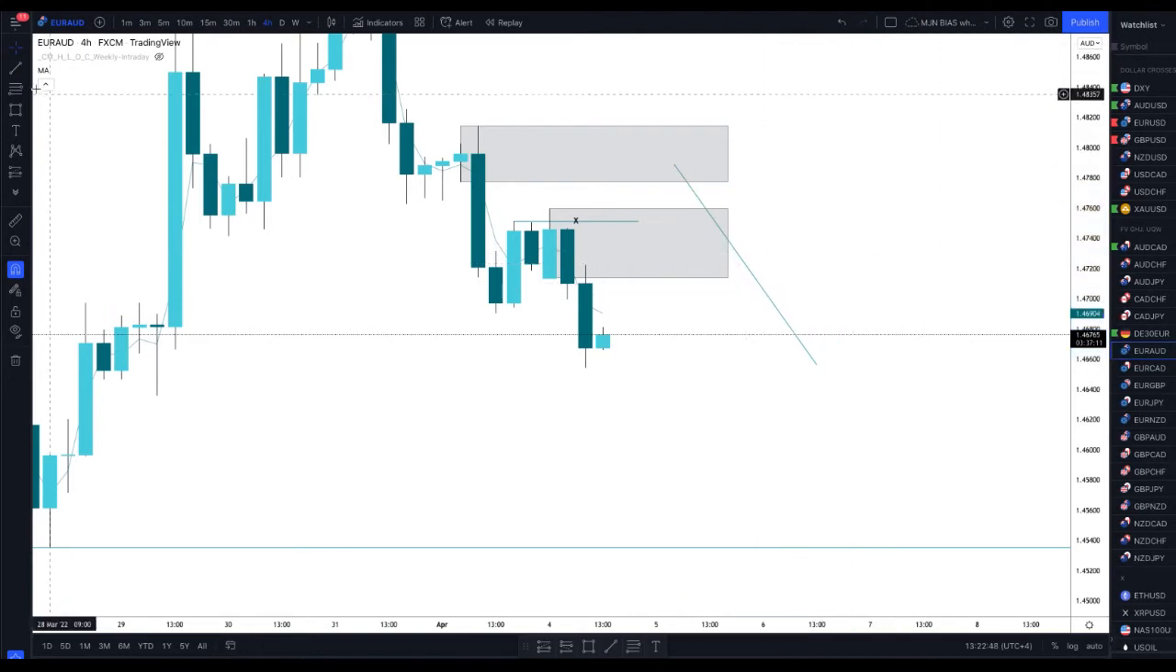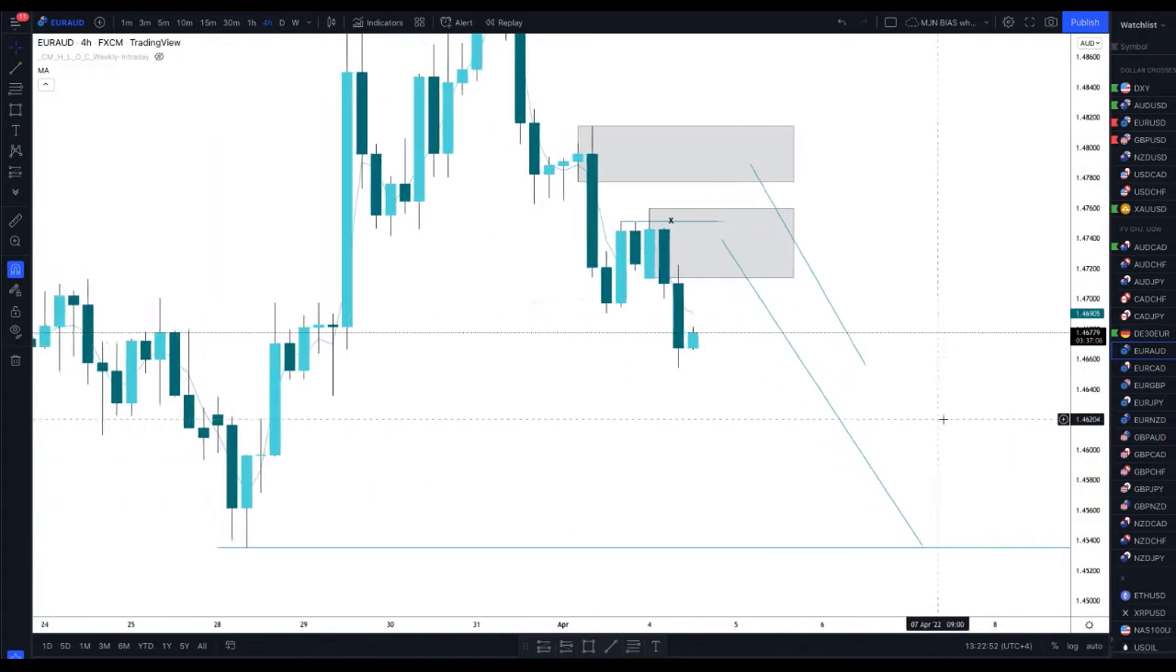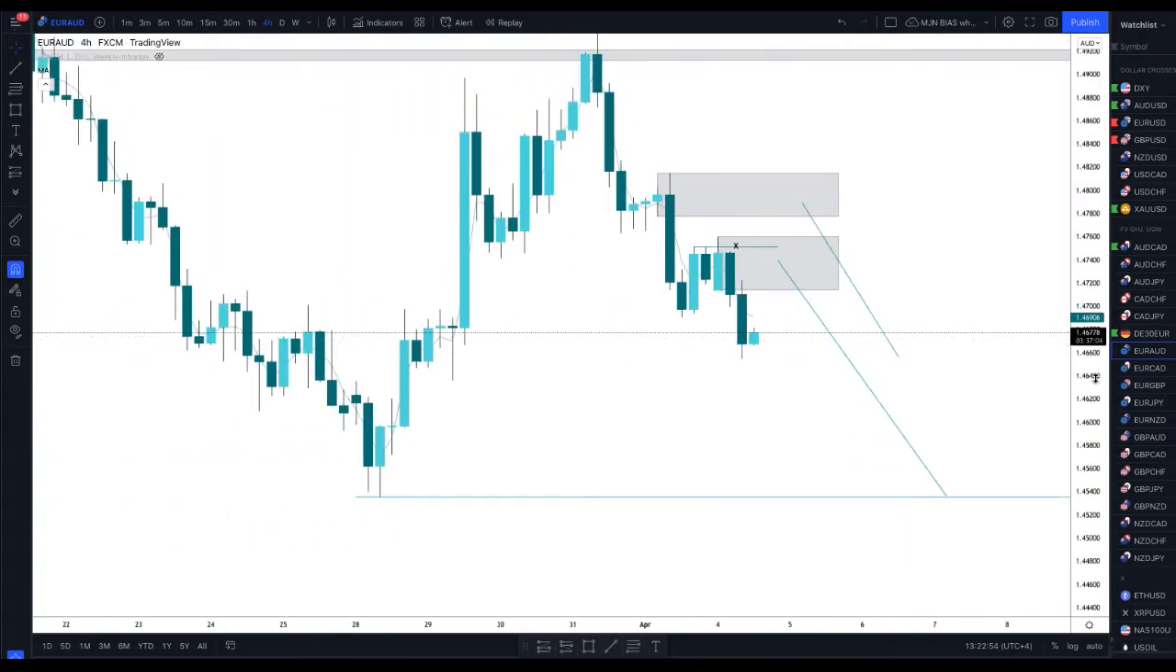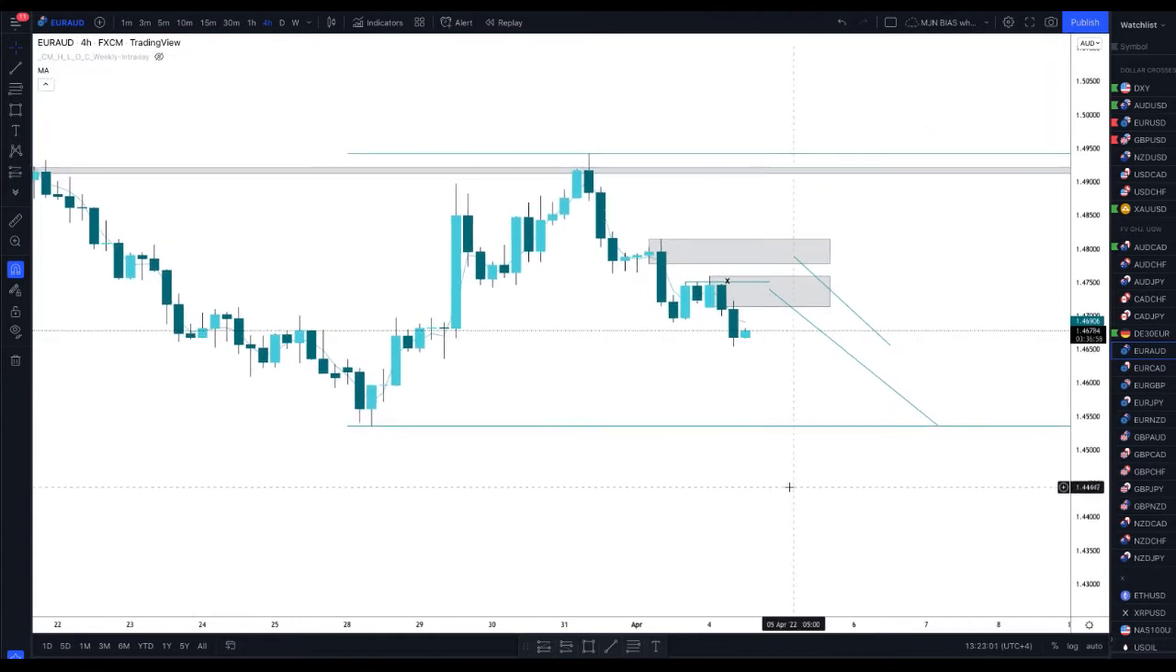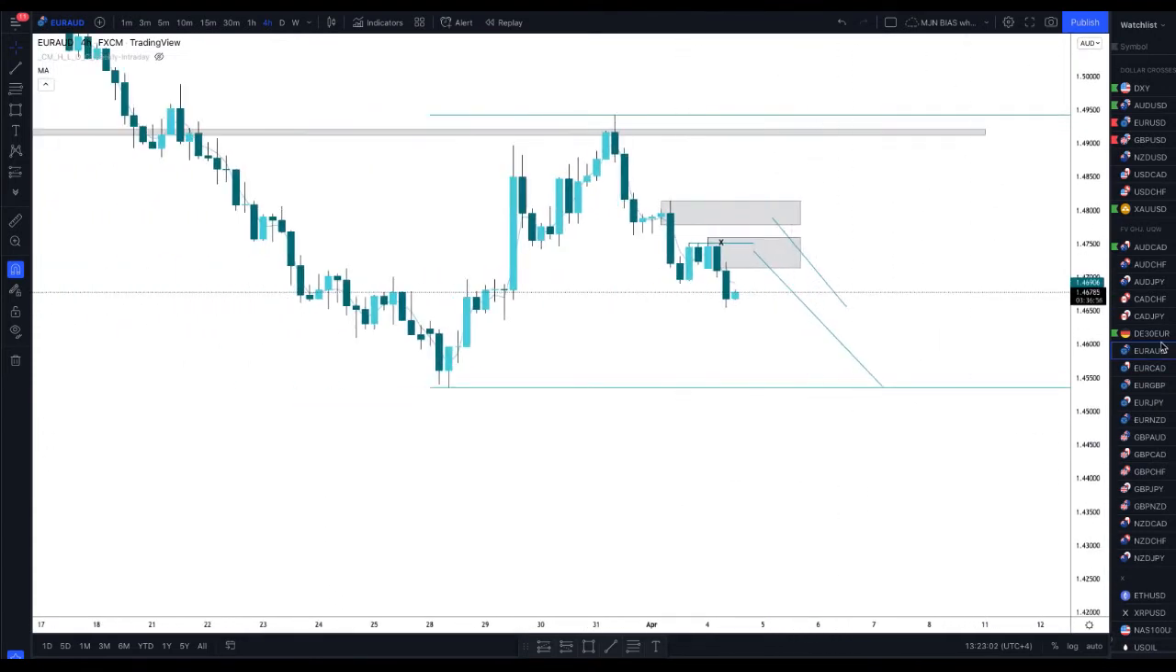So that could be an option, and obviously we've got these targets down here of 1.45, 4530, 4540, and potentially then even lower into 1.4450 depending on that pressure. But overall, bearish order flow right now. Continue with that. Aussie dollar is strong. Euro, I think, is weakening today. So let's see what happens then.